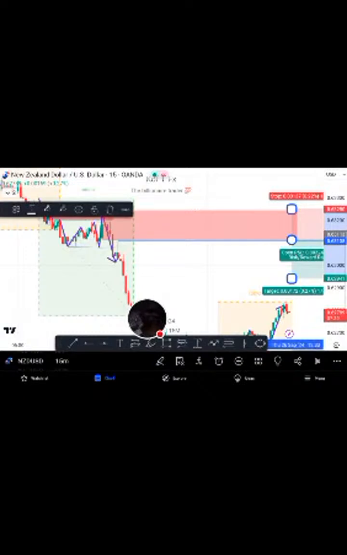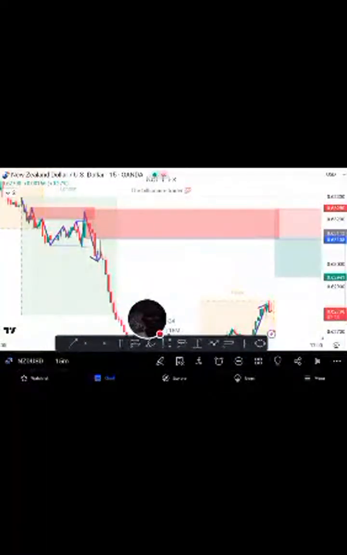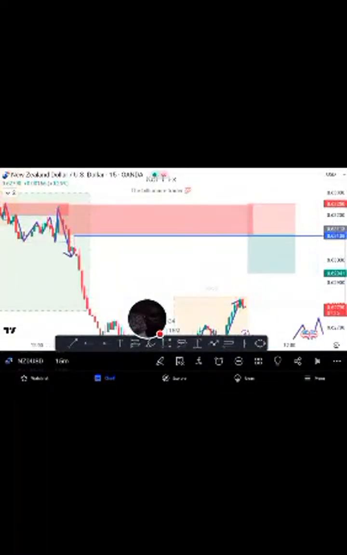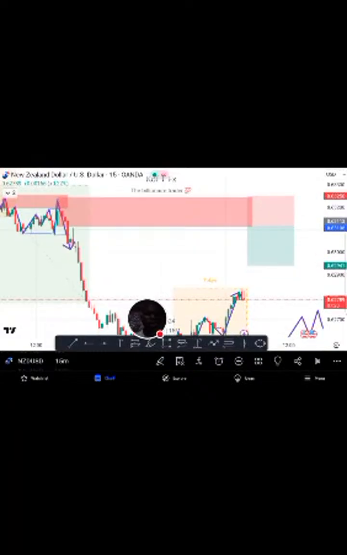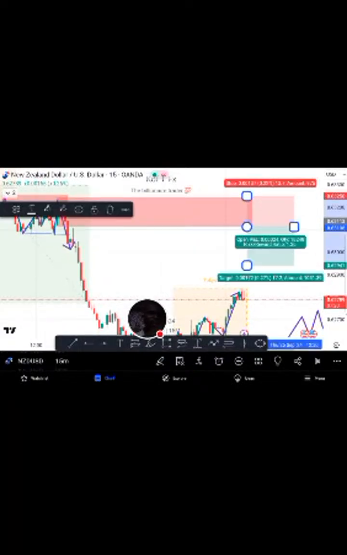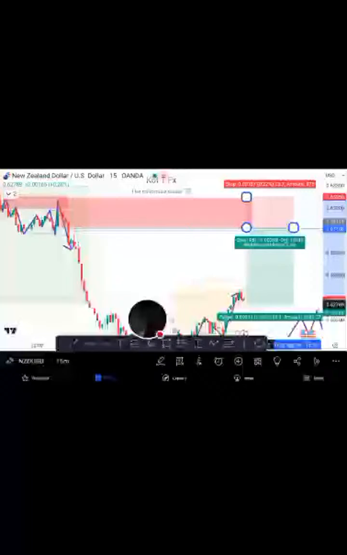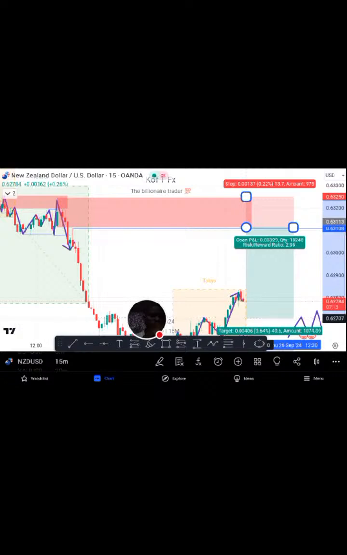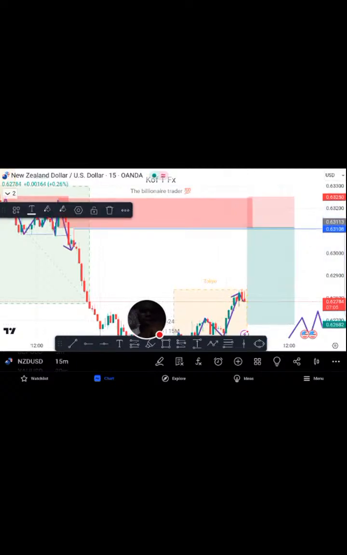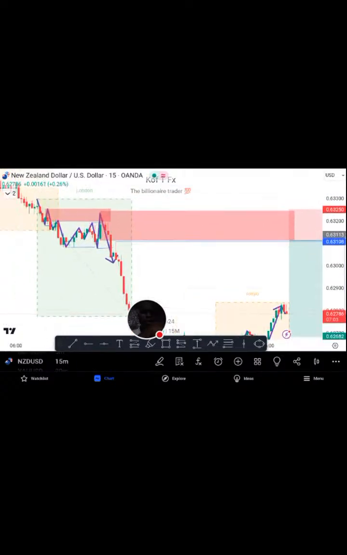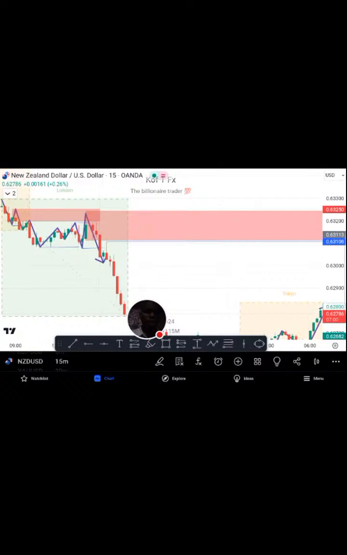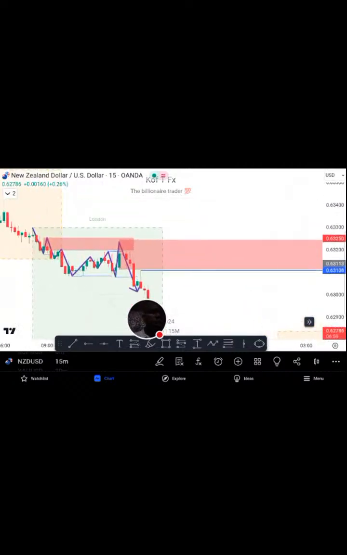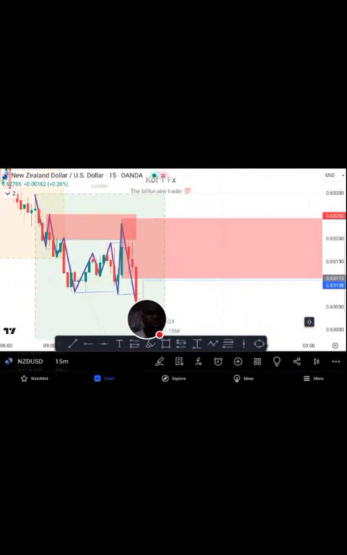I'm having 13 pips stop loss. Well, usually the maximum stop loss I usually take is 10 pips. Yeah. So my target is 10 pips stop loss. So I'm going to see the actual.